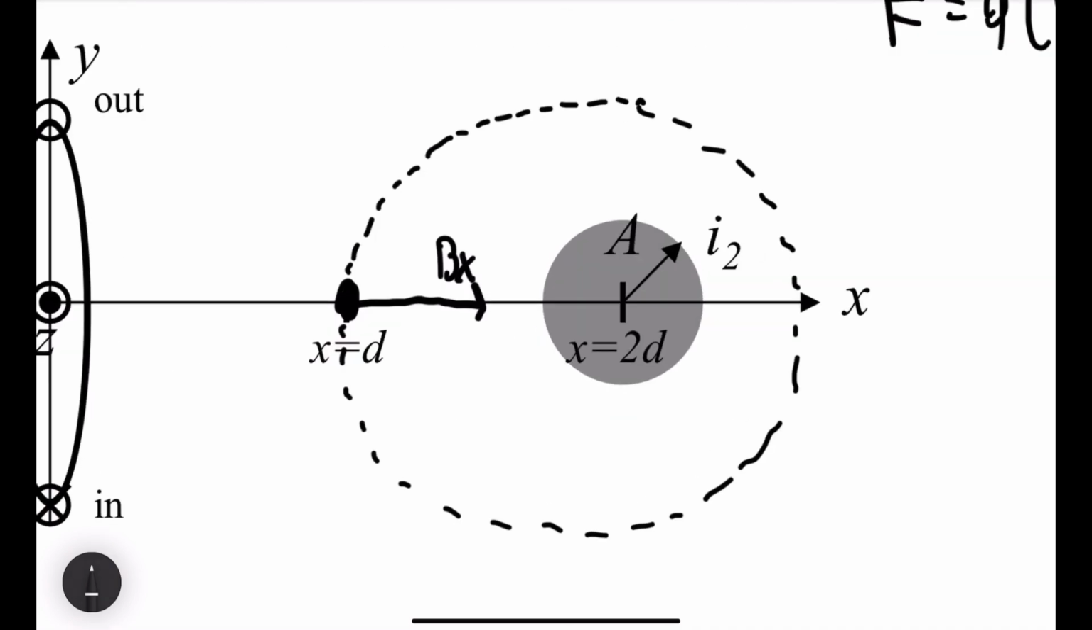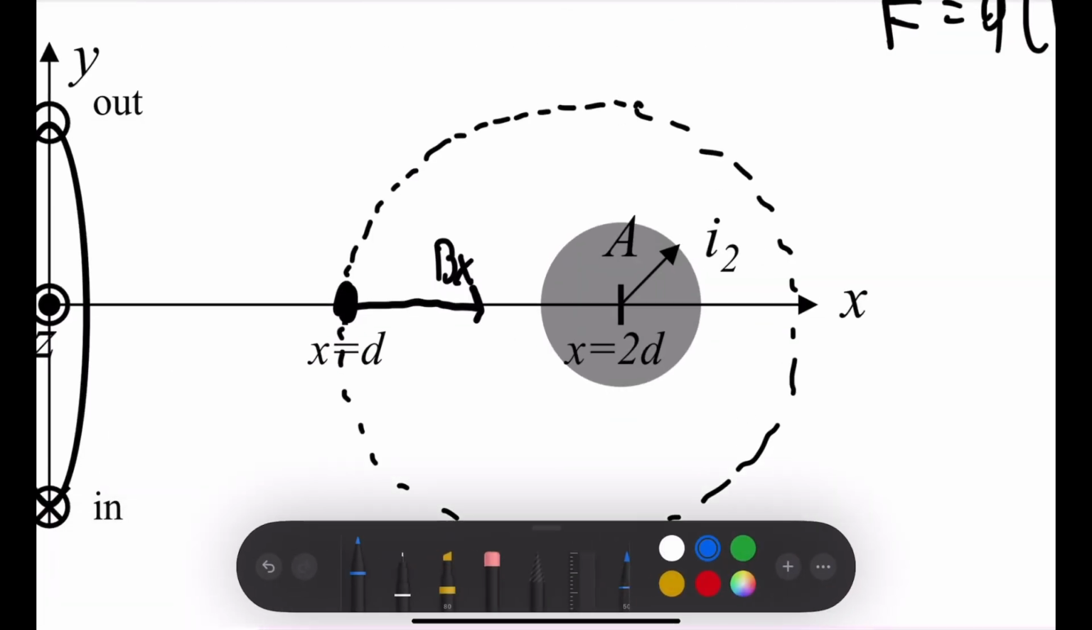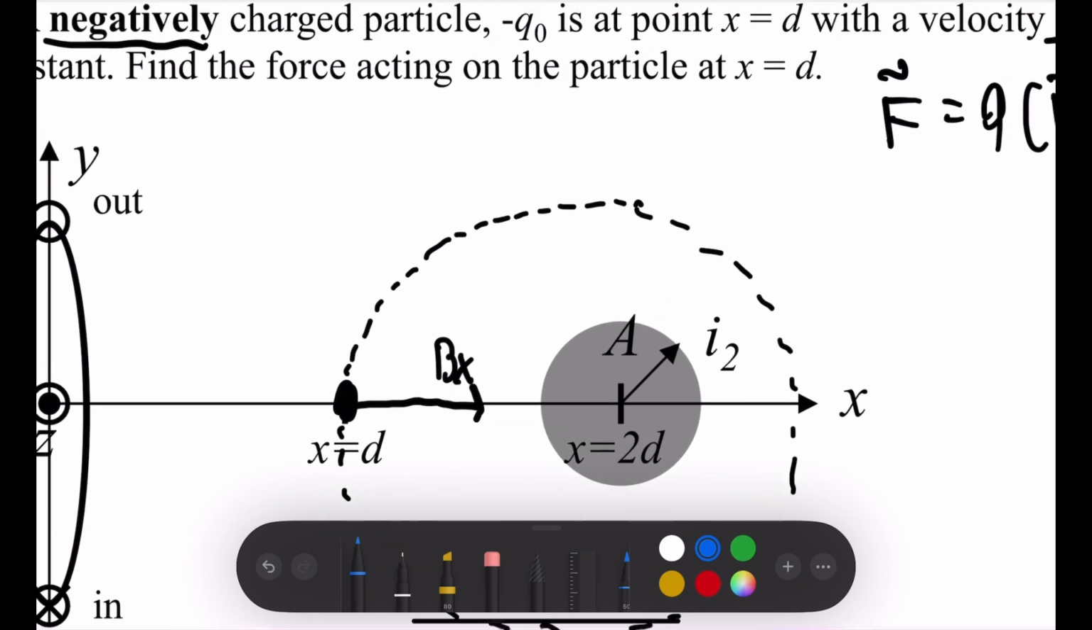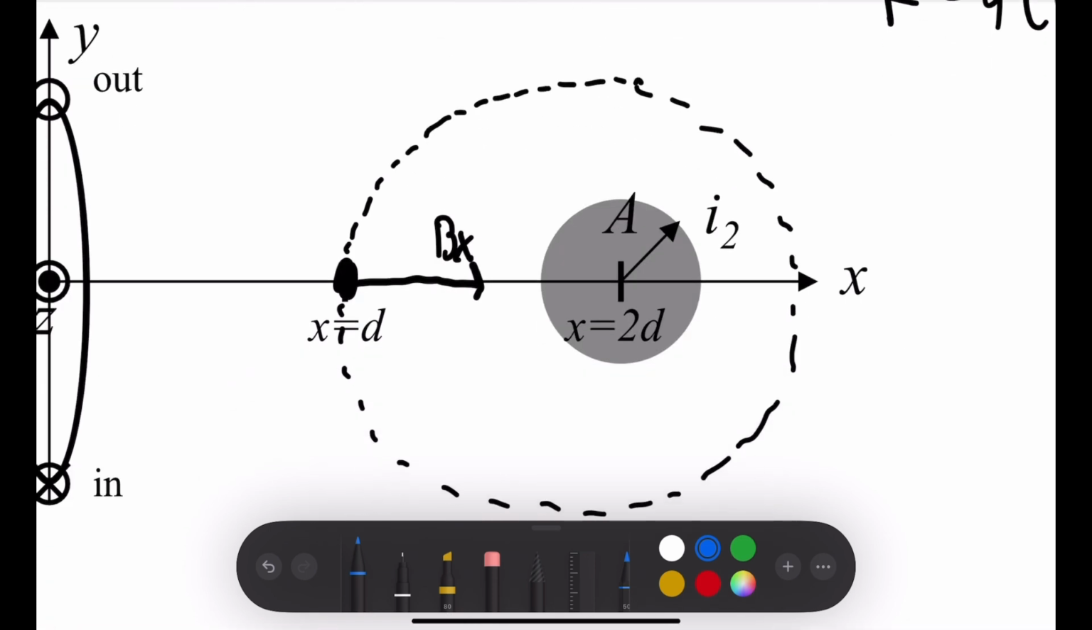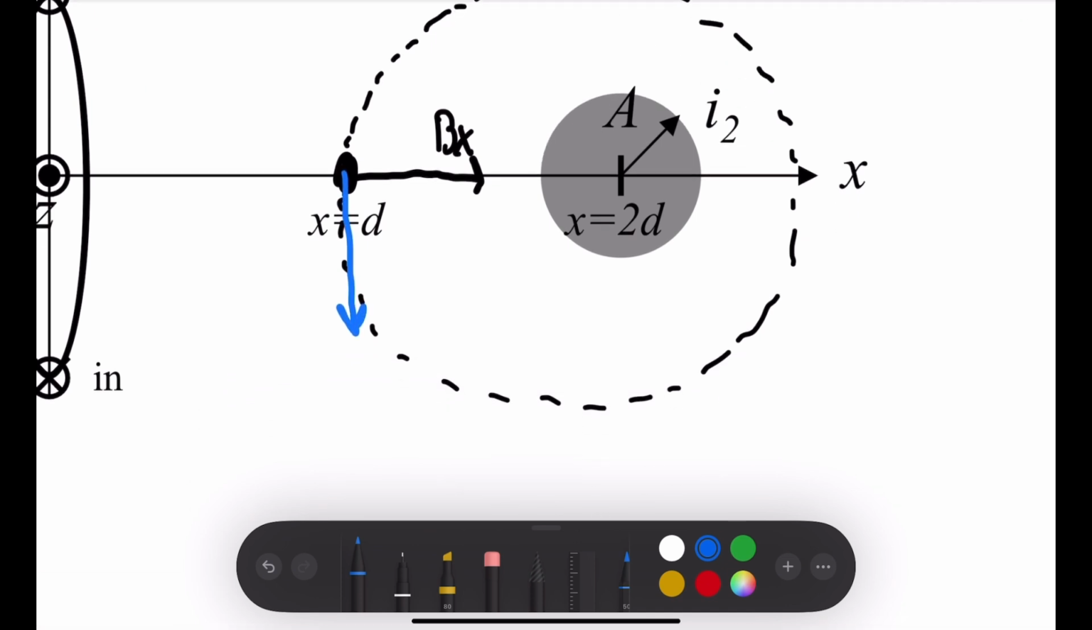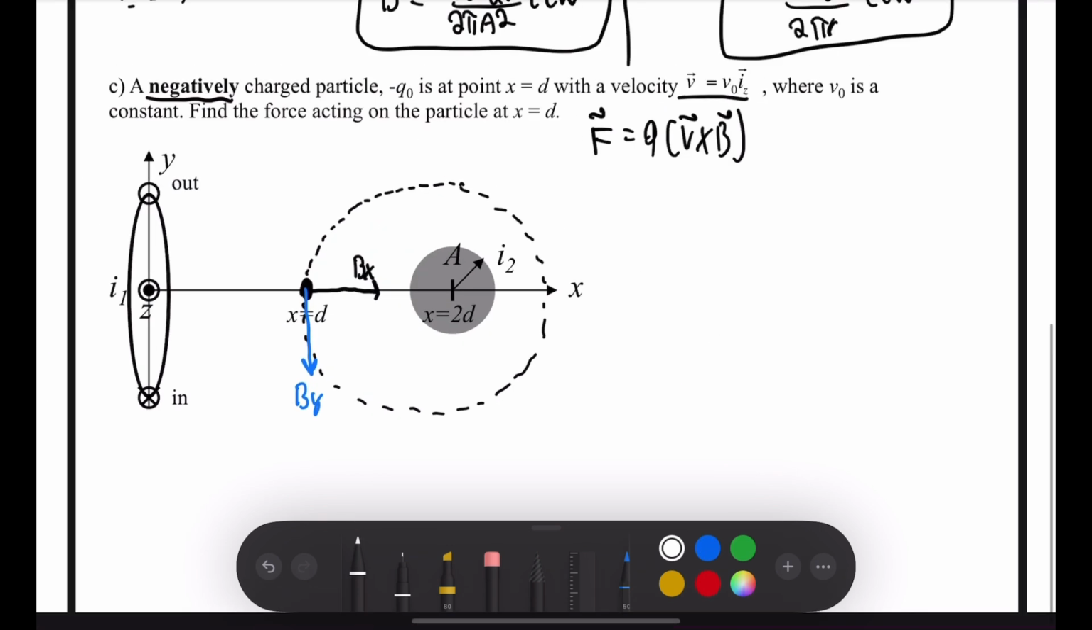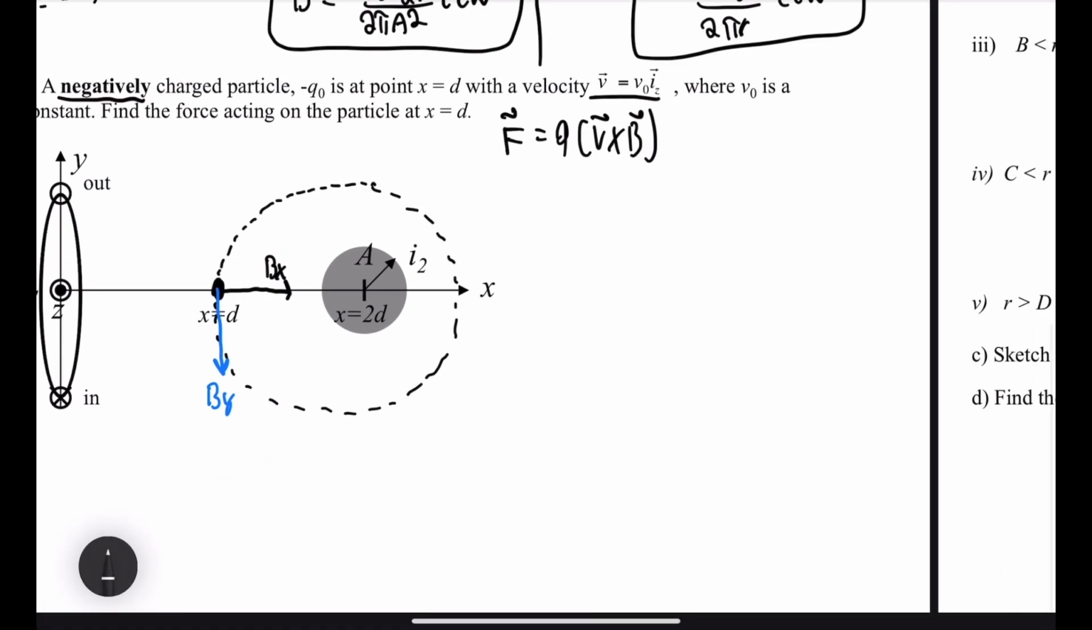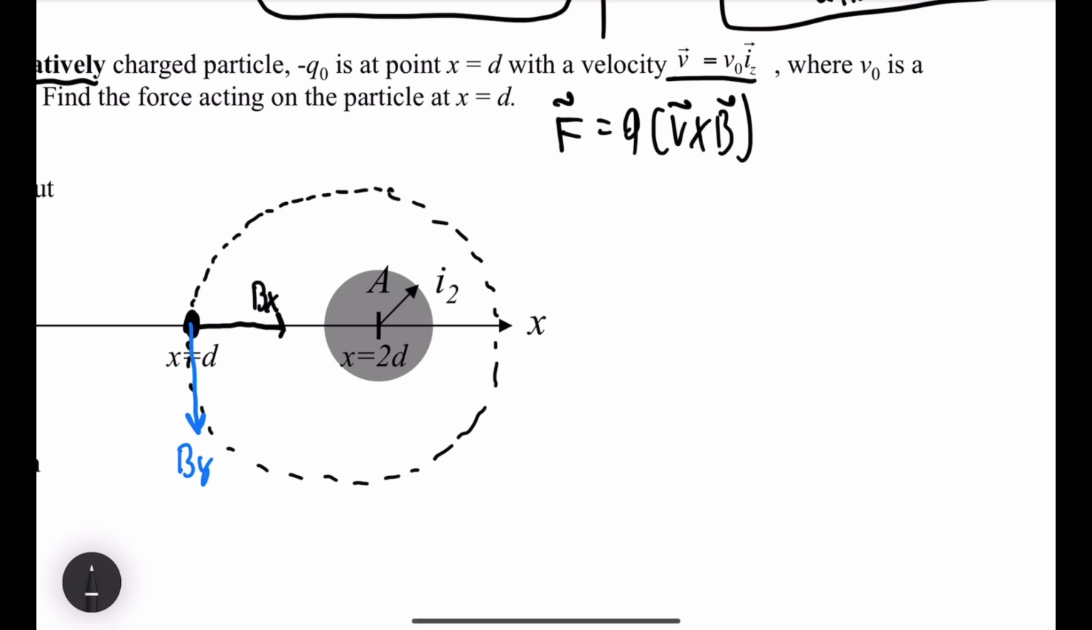And the thing with this one is you need to know that the magnetic field is tangent to this loop that we create. So when it hits this point D, it's going to be tangent to the circle I drew. So it's going to be going straight down like this. So this would be B of Y. So now let me find the forces.